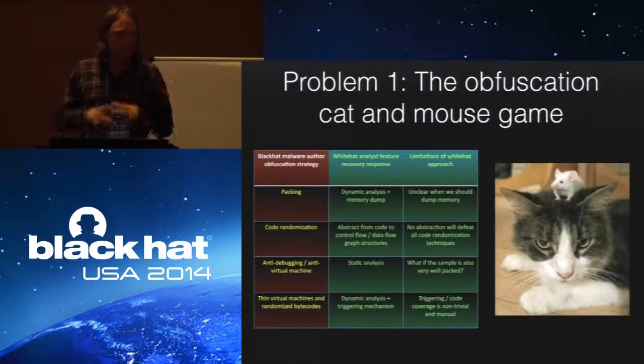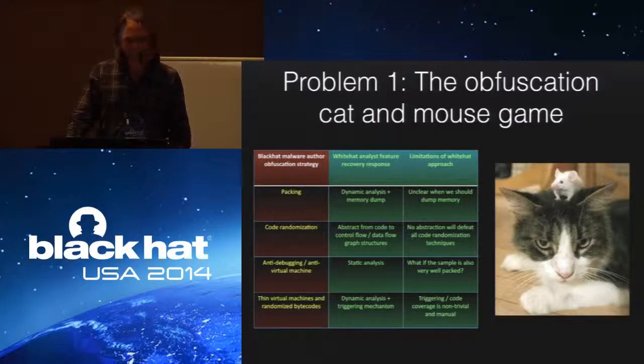The first major constellation of technical challenges is around the cat and mouse game of malware obfuscation. Probably everybody knows about the categories of techniques on this slide: packing, code randomization, anti-debugging, and anti-virtual machine methods. Thin VMs, if anybody has been so unfortunate as to encounter the VM Protect packer, actually run malware on its own custom VM with randomized bytecodes. These are all obfuscation methods that make code sharing analysis difficult.